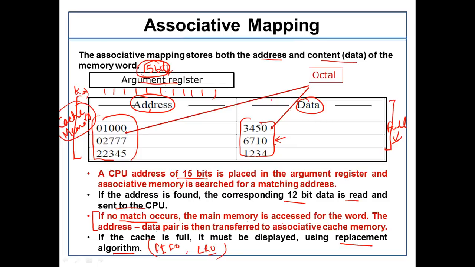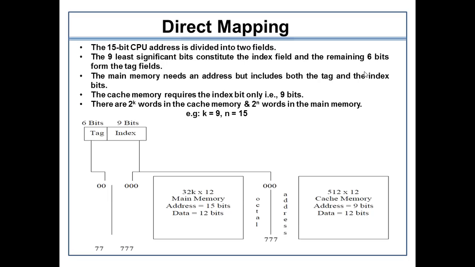One important point to understand here is that, just because we want to accommodate the data into the small size, this data, which is actually 15 bits, has now been changed into the octal form. We are placing the data here in the associative memory cache in the form of octal. So this is how associative mapping will work.